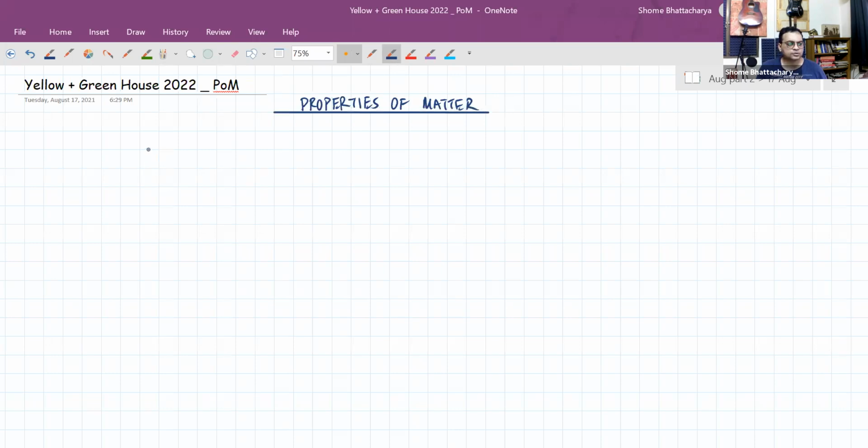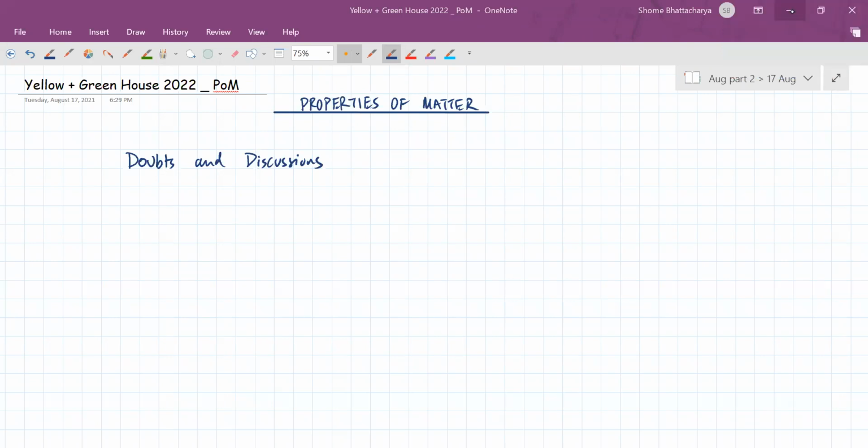So firstly, if you have any doubts from HC Verma, please send it to me on the text message or let me know. Properties of matter, right, Kshitij? Yes. Okay. So let's begin with this. HC Verma, properties of matter, question number 12. Let's begin with this one. Just go through the question, everybody. We'll discuss.